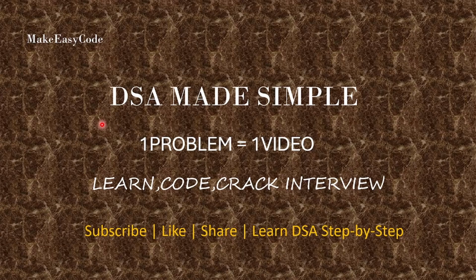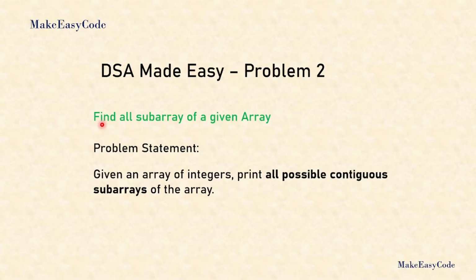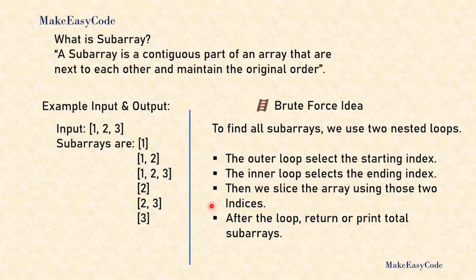Today we are going to solve a popular DSA problem. The problem is find all subarrays of a given array. And the statement is: given an array of integers, print all possible contiguous subarrays of the array. So what is a subarray?